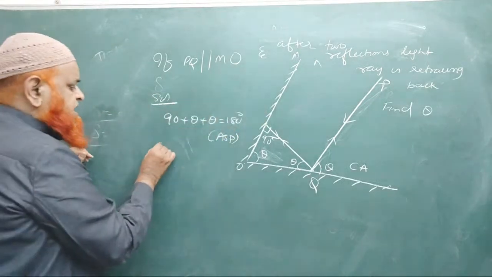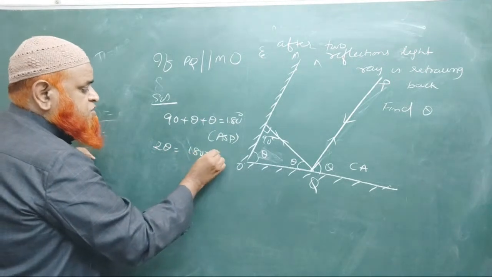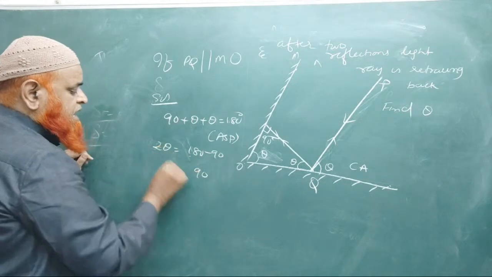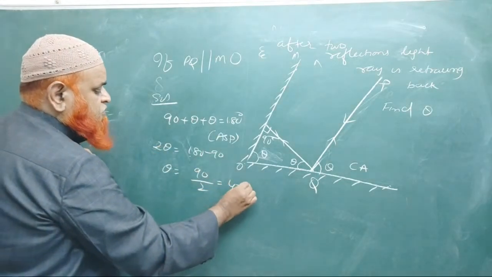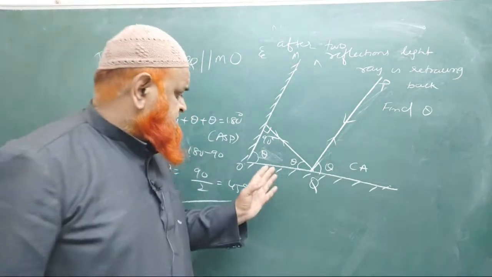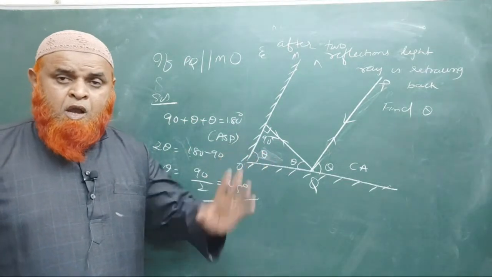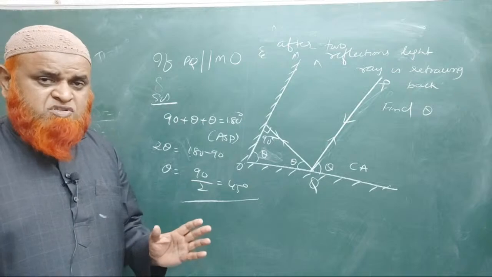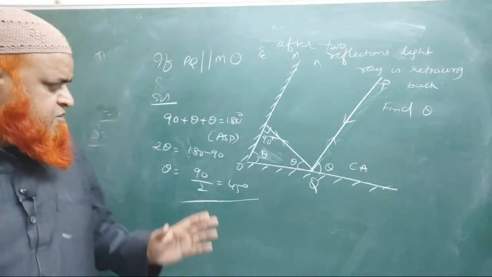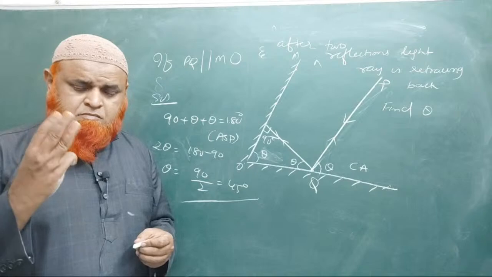Now, you can write this as 2 theta equals 180 minus 90, and this is theta. 180 minus 90 is 90, and this divided by 2 is going to be 45 degrees. So we got that this is going to be 45 degrees here. Hope you have understood. Yeah, very good. So this is going to be 45 degrees. I have given you 3 examples.